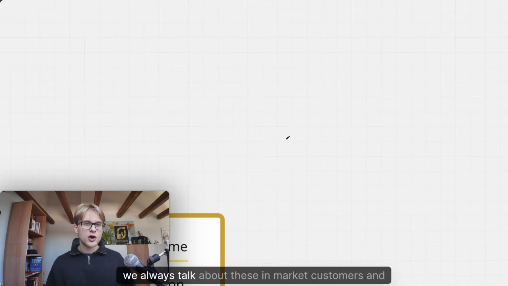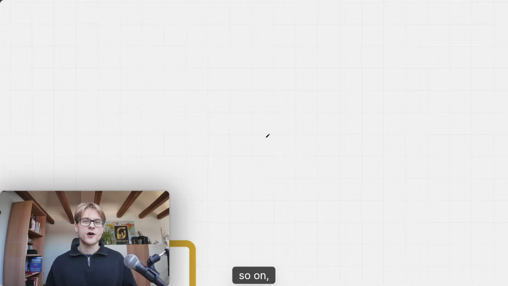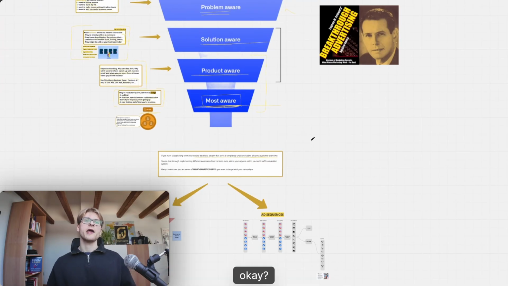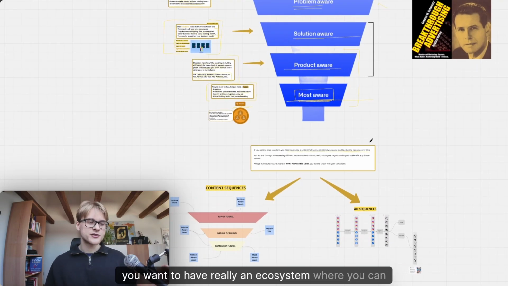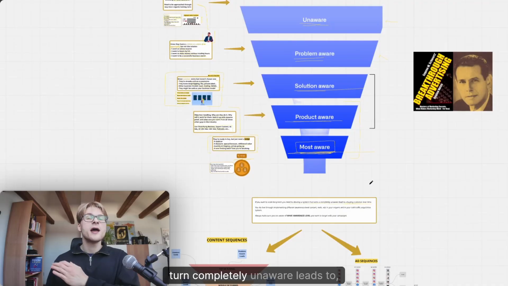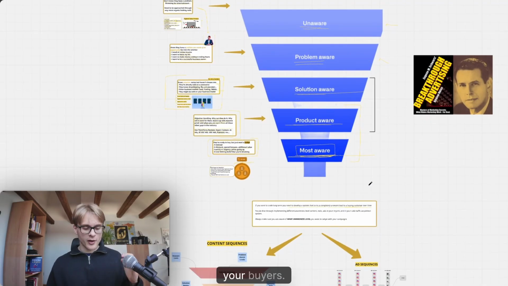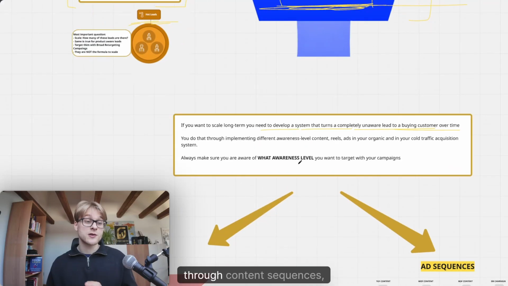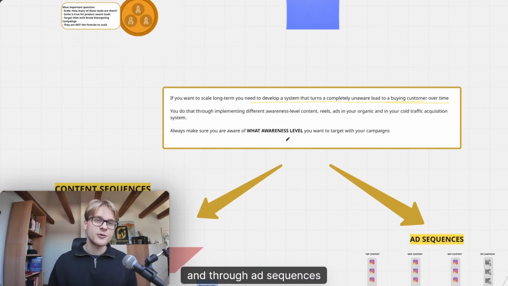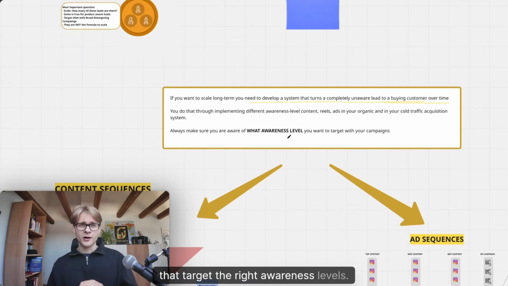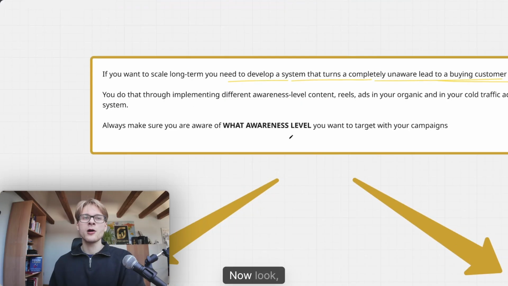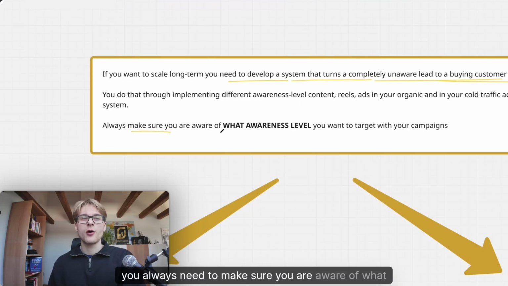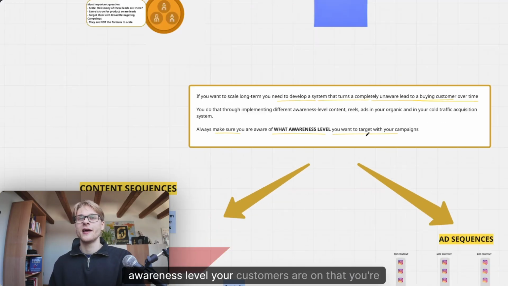Because, yeah, we always talk about these in-market customers and so on, but they will run out of time, okay? And long-term, you want to have really an ecosystem where you can turn completely unaware leads into buyers. And you do this through advanced sequences, through content sequences, and through ad sequences that target the right awareness levels, okay?